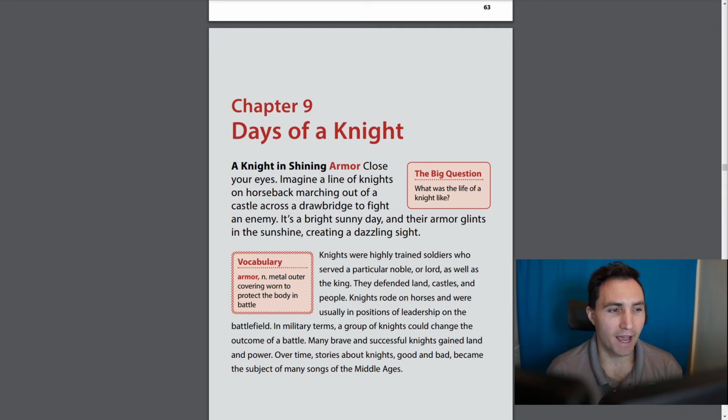Close your eyes, class. Imagine a line of knights on horseback marching out of a castle across a drawbridge to fight an enemy. It's a bright sunny day and the armor glints, or shines, in the sunshine, creating a dazzling sight. Knights were highly trained soldiers who served a particular noble or lord, as well as the king. They defended land, castles, and people. Knights rode on horses and were usually in positions of leadership on the battlefield. In military terms, a group of knights could change the outcome of a battle. Many brave and successful knights gained land and power.